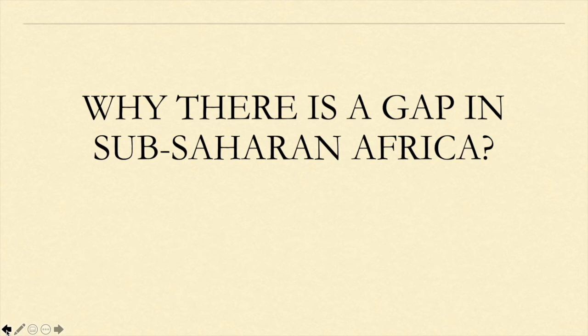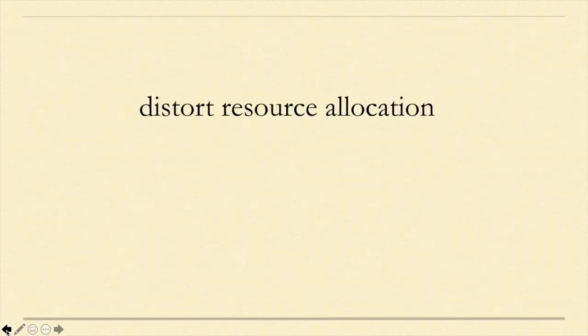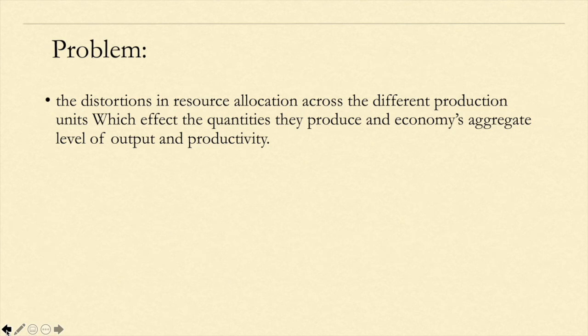So here comes a problem. Why is there a large gap in sub-Saharan Africa? Distorted resource allocation is the main reason for this gap to exist. The distortion in resource allocation across the different production units affects the quantities they produce and the economy's aggregate level of output and productivity. The reasons can be divided into three: credit market imperfection, the lack of land titling, and information failure for firms in the market.